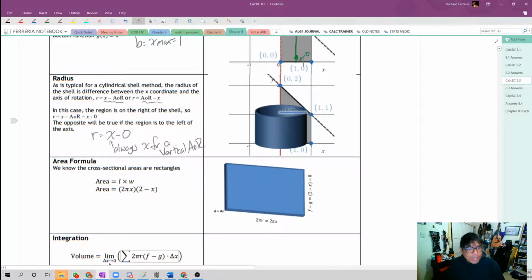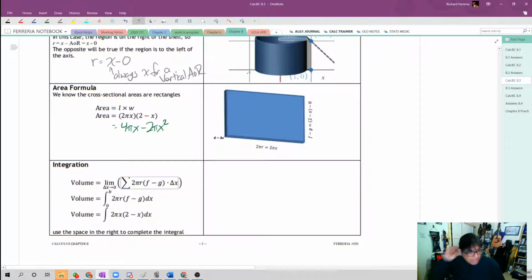So that gives us our area formula, and our area formula is 2 pi x times (2 minus x). Actually, let's distribute that. That's 4 pi x minus 2 pi x squared. Okay, so when we integrate this, we're going to just put this all together. We're going to integrate basically our area formula. And this right here is the area formula.